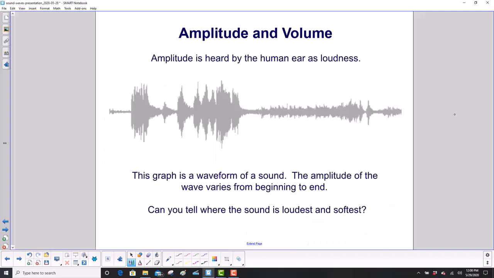Last chapter we talked about the amplitude of waves. Now amplitude is heard by the human ear as loudness. We have a graph here, the waveform of a sound. Way more complex than just the waves we were drawing last chapter. The amplitude of the wave varies from beginning to end. Can you tell where the sound is loudest and where it's softest?